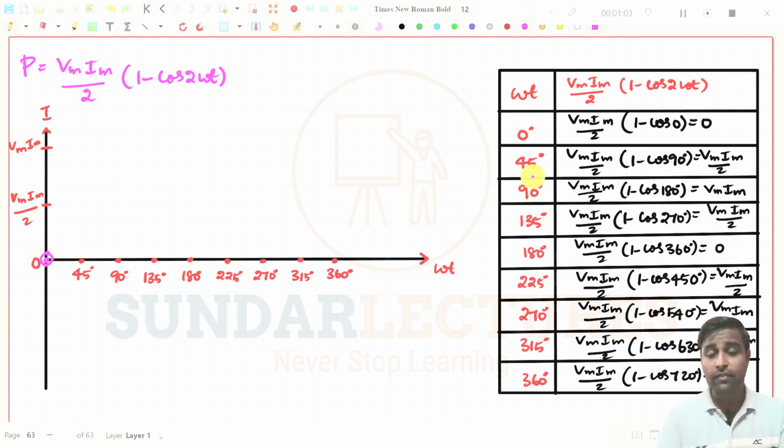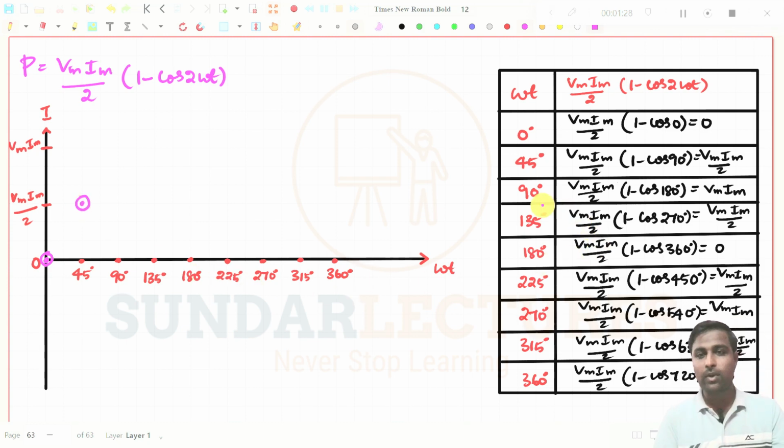If it is 45 degree, so Vm Im by 2, 1 minus cos 2 into 45, which is 90. So what is cos 90? Cos 90 value will be 0. So 1 minus 0 will be 1. So Vm Im by 2 into 1 will give you Vm Im by 2. So at 45 degree, the value will be Vm Im by 2. So it will come around here, right?